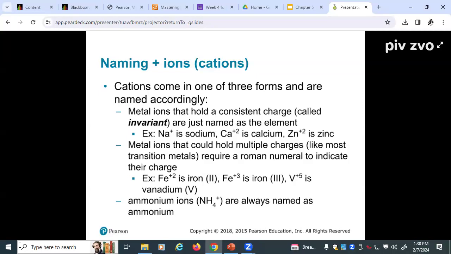So that's the second category. Here are the ions that have different charges. How do I tell the charges apart? I use a Roman numeral to help me tell, okay, this is iron 2 versus iron 3. This is vanadium 5 versus vanadium 1 versus vanadium 3. And then the last category is ammonium ion. Again, ammonium ion is the polyatomic ion that is positively charged, and we just call it what it is. It's ammonium.